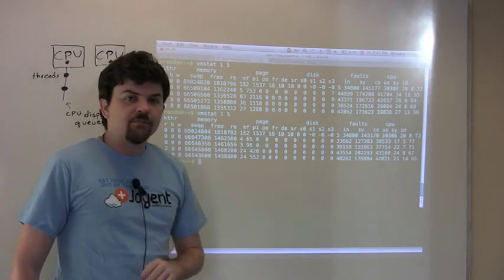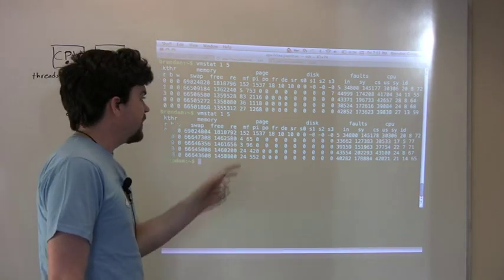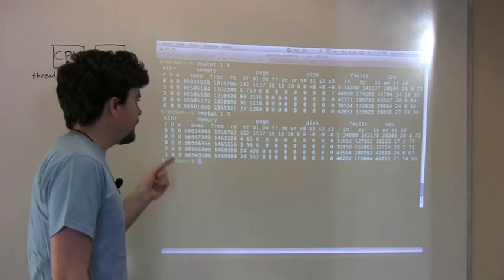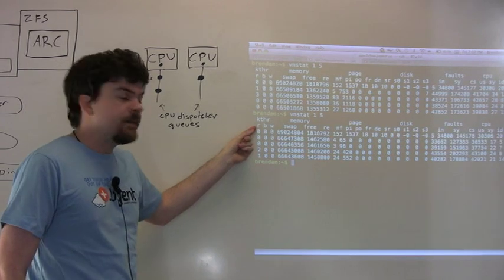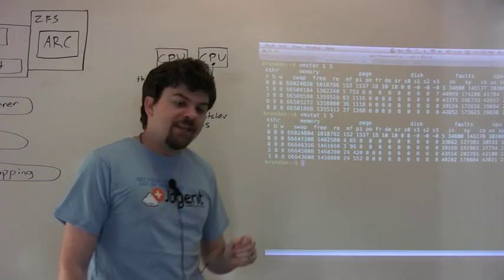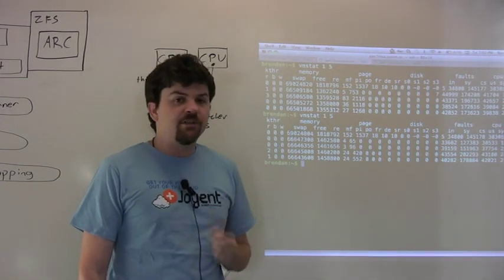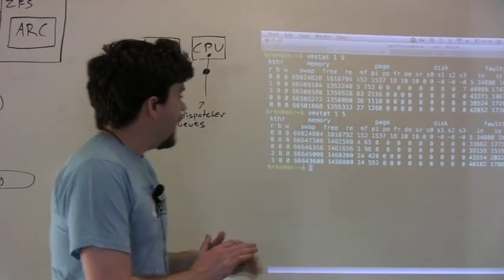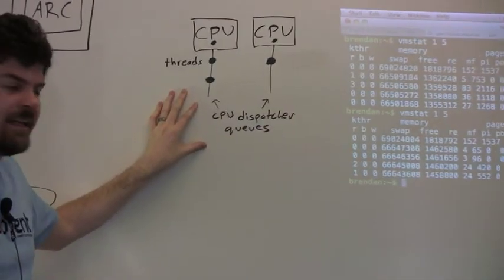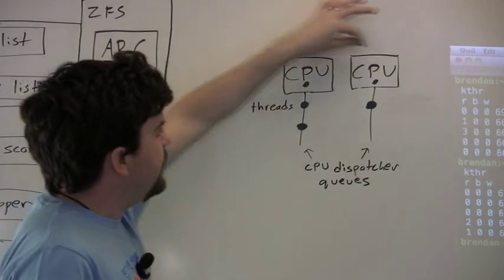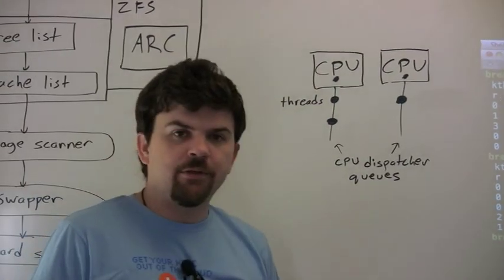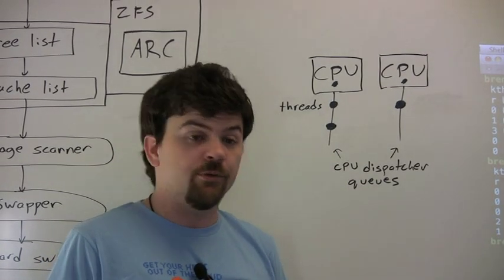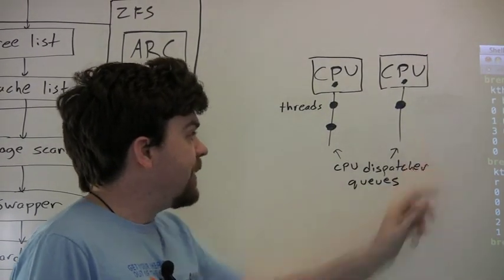I said there are four columns to consider for CPU usage. It's the last three. The fourth is the first one printed here, which is kthread R. Kthread R is the number of threads in the ready-to-run state on the CPU dispatcher queues. I've drawn a small picture to explain it here. So CPUs can be running threads, and they'll also have threads that are backed up waiting for their turn on the CPU. These are called CPU dispatcher queues.